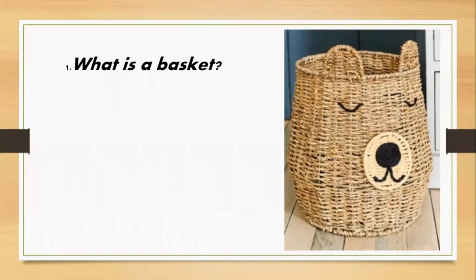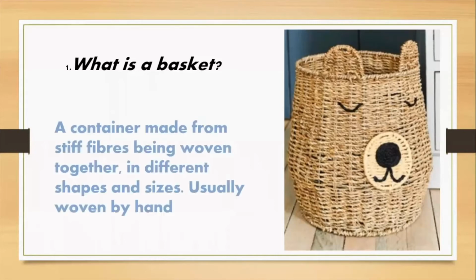Yes, exactly. So it's a container. It's something that holds something. It's made from stiff fibers that have been woven together. It means they've been wrapped in and outside of each other to make it stick together well. And they can be made in different shapes and sizes, and proper baskets are usually made by hand. So we will have somebody who is weaving all the materials together by hand. This is what you want to write down on your worksheet. It is a container that holds things, and it's put together by weaving materials, and it's usually woven by hand.